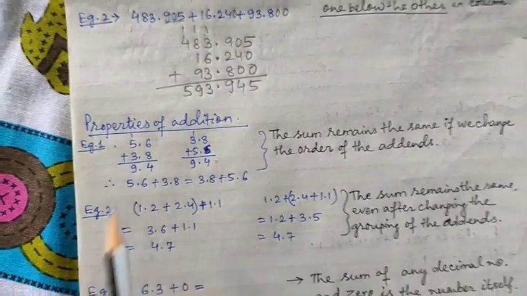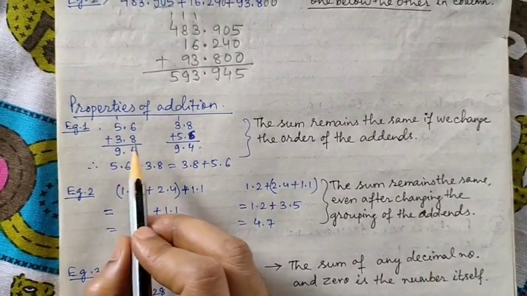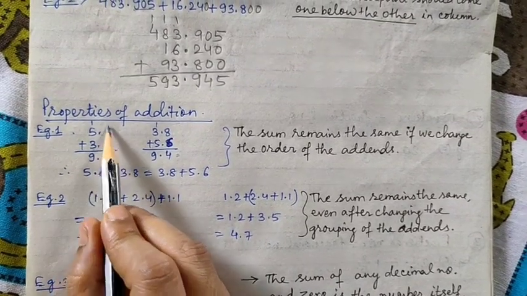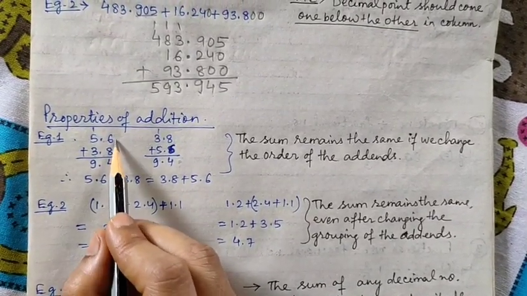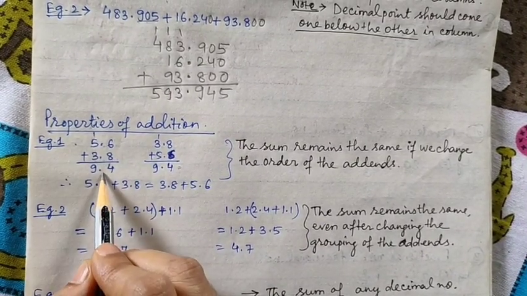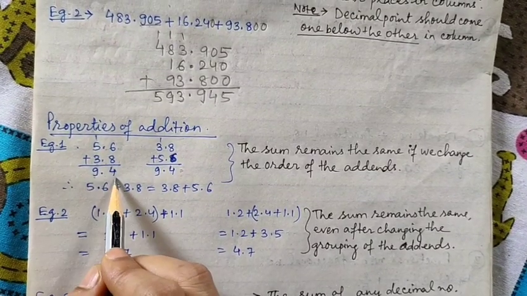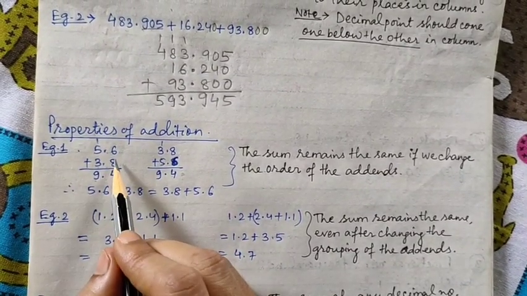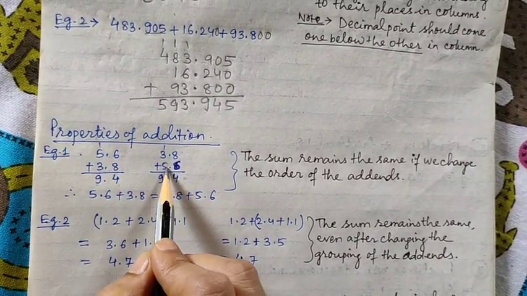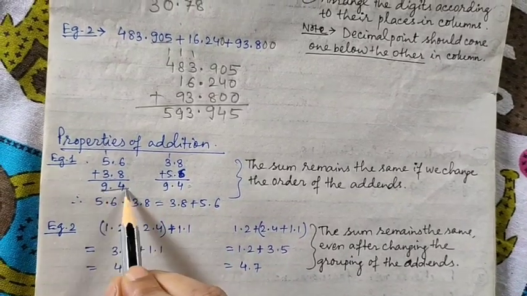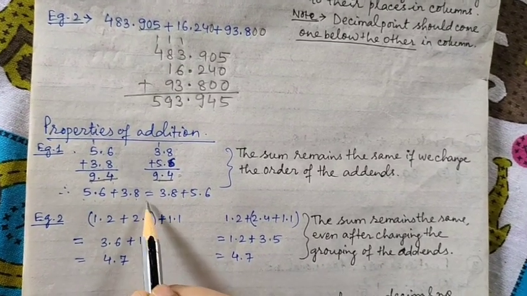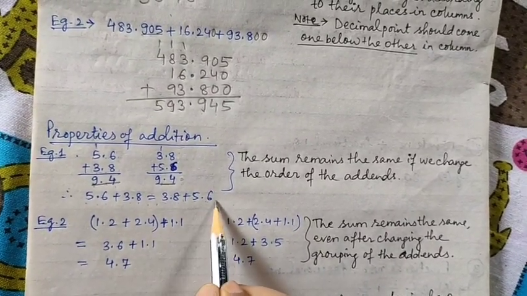Then properties of addition. Suppose we take one example, 5.6 added to 3.8. So when you arrange it in columns, your answer will be 6 plus 8, 14, 4, carry 1 here in the ones place, point below the point, 5 plus 3, 8 plus 1, 9.4. Now if you change the order of the numbers, means 3.8 will be written in the first place and 5.6 in the second place. Then also when you add, the answers are same. So you can write 5.6 plus 3.8 is equal to 3.8 plus 5.6.